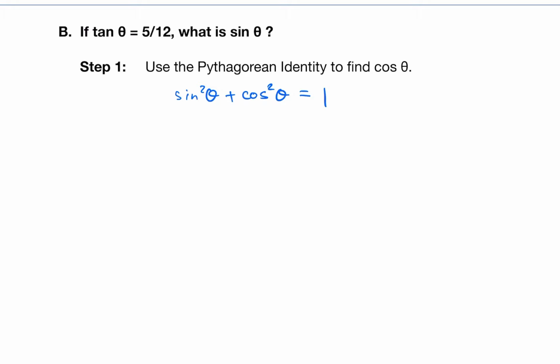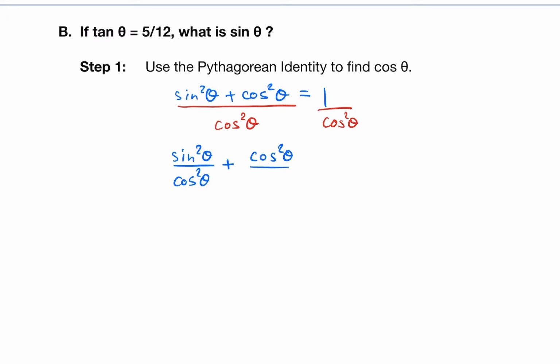Okay? Now we're going to manipulate this equation so that we can go ahead and use this tangent of theta. So we need some sort of sine over cosine. So the thing we're going to do with this equation is divide both sides by cosine squared theta. Okay, cosine squared theta. And then what we're going to do is separate this fraction here. This works out to sine squared theta over cosine squared theta plus cosine squared theta over cosine squared theta, and that is equal to 1 over cosine squared theta.